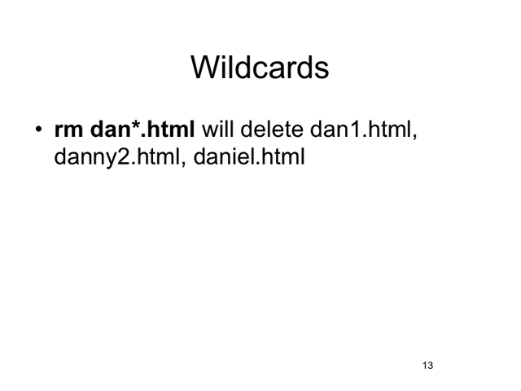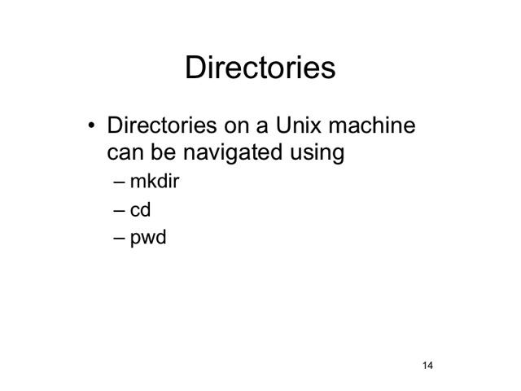rm dan*.html would delete dan1.html, danny2.html, danielle.html. Delete all those files in one go. Because anything that starts with Dan, the star then is whatever. So this says remove dan whatever.html. So that can be quite quick at times.